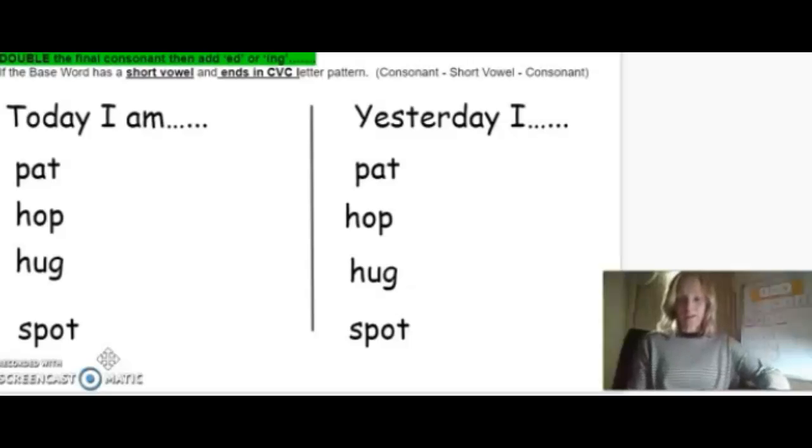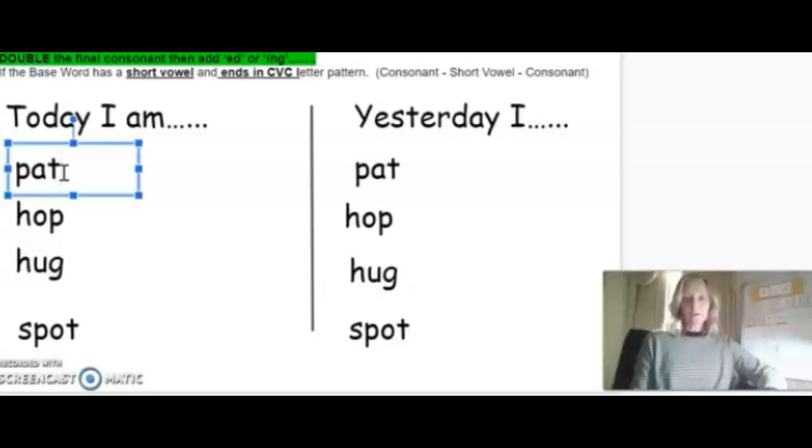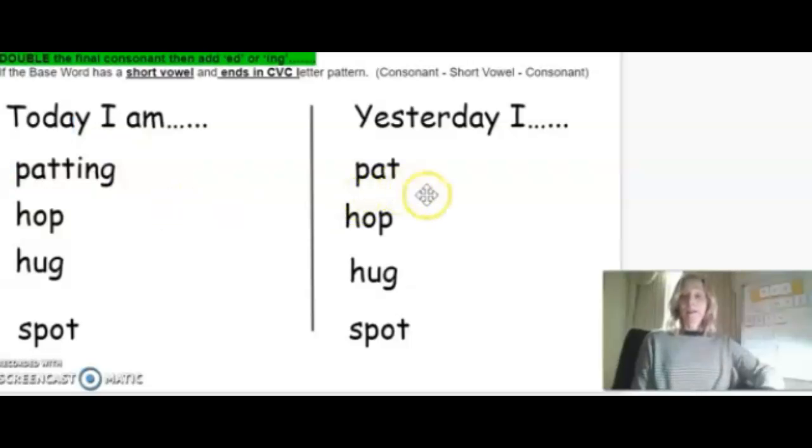Let's try a few together. The base word is pat. If we want to talk in the present tense, like today, I am patting. Awesome. We have to look. What's the final consonant there? T. Double the T. Add ing. Today I am patting. Yesterday what would it be? Yesterday I patted. Awesome. The final consonant there is T. Double the T. Add ed.